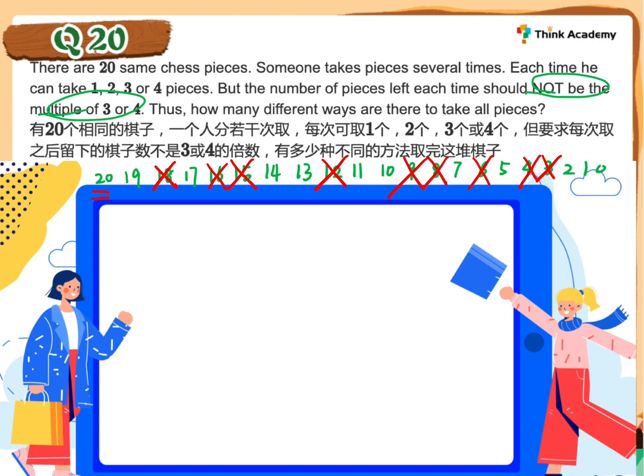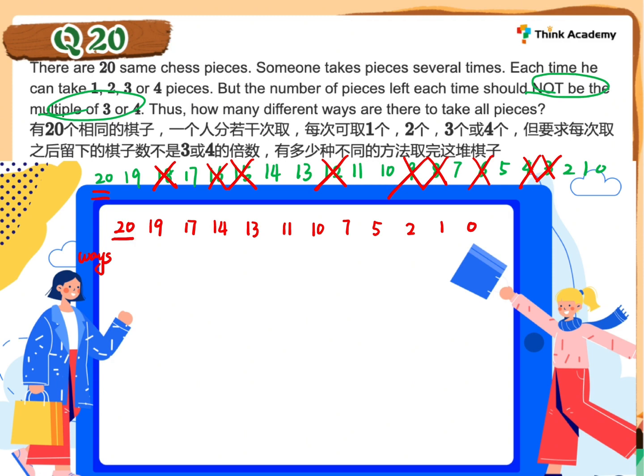So you can write it down as 20, 19, 17, 14, 13, 11, 10, 7, 5, 2, 1, and 0. So how many ways can you find when you get 20 pieces or 19 pieces or 17 pieces and so on until 0 pieces? Think about it. How many different ways are there to take all the pieces? Take all the pieces means the left pieces will be 0, right? Okay, let's do it one by one.